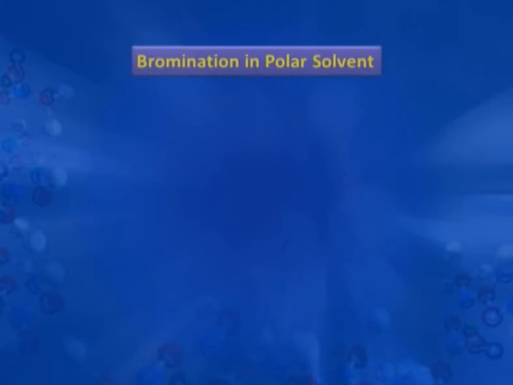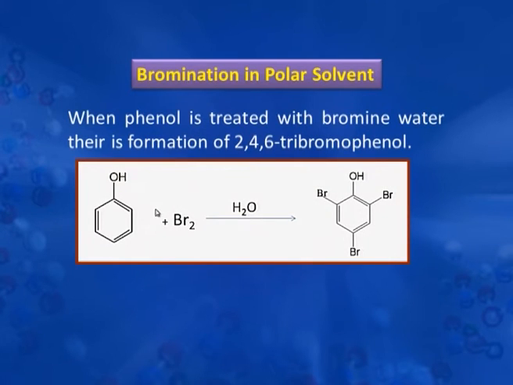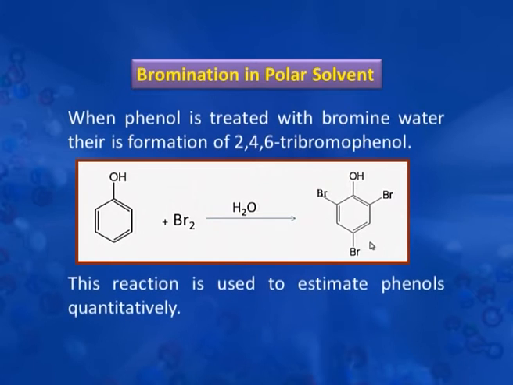When phenol is treated with bromine in water, or we can say when phenol is treated with bromine water, there is formation of 2,4,6 tribromophenol, and this particular reaction, that is bromination of phenol, is used for the quantitative estimation of phenol in laboratory.